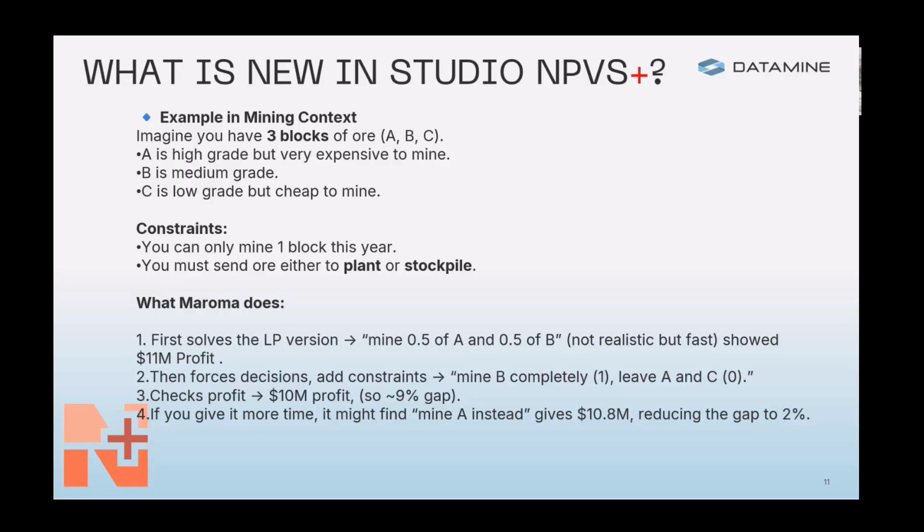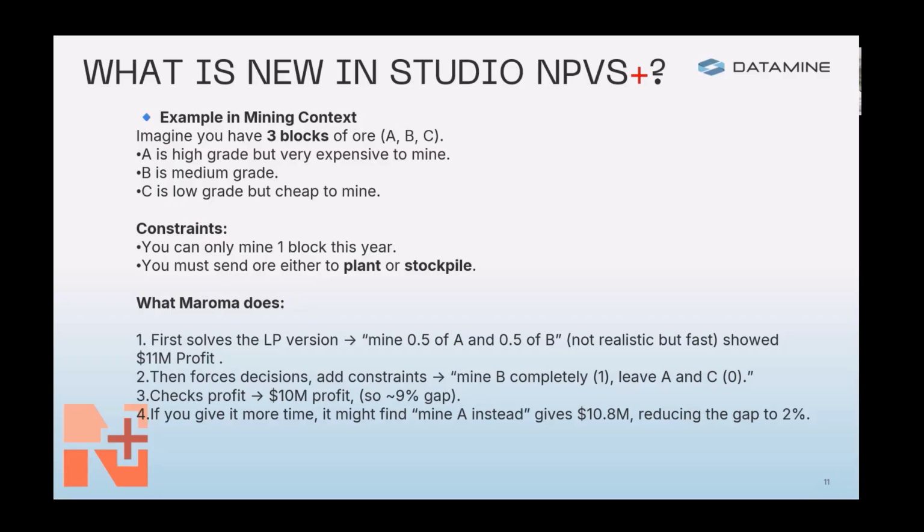So the first step, like I said, it will try to relax the problem. This is the first solution. It will say, okay, you can mine 50% of A and 50% of B. Remember, this is not practical because in the constraint we said only mine one block. So it is not realistic, but it is fast. And if I mine this 50-50, it will give me around 11 million of profit.